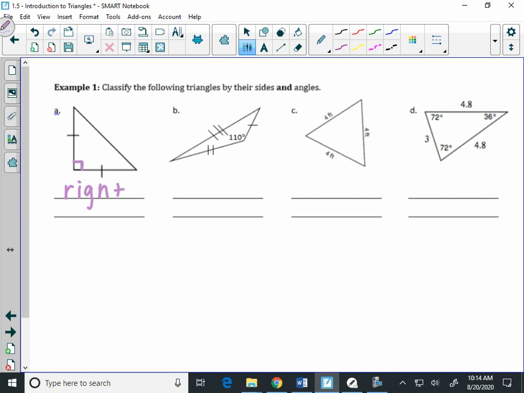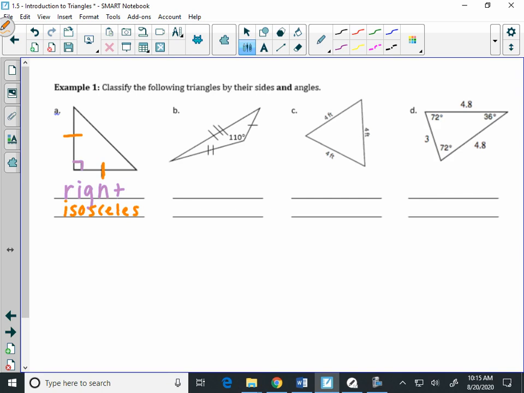Then we're going to look at the sides. Well, these two sides have the same amount of tick marks, and we said when segments have the same number of tick marks, that means their sides are the same. So this triangle has two sides that are the same, therefore it is isosceles. It has two congruent sides, so this is a right isosceles triangle.